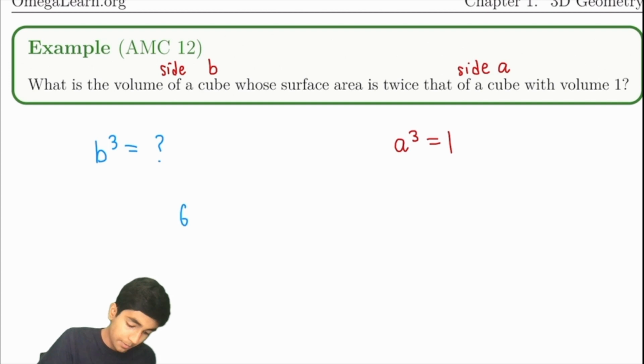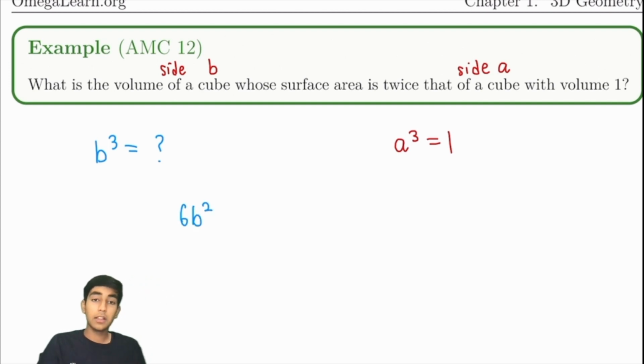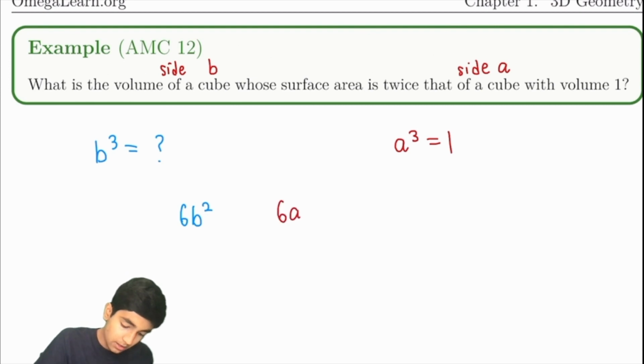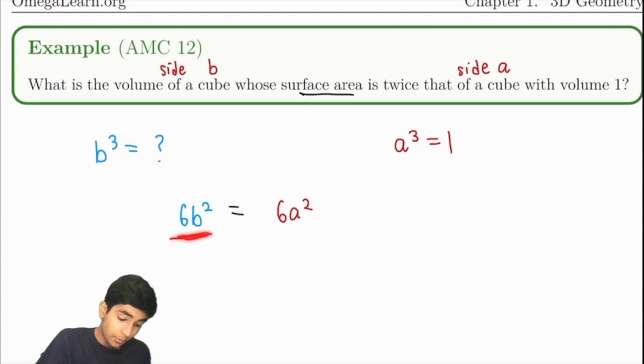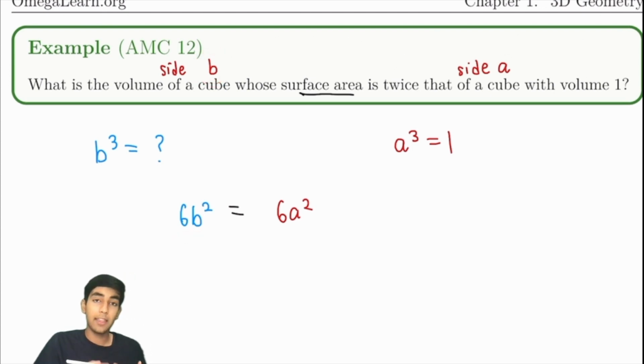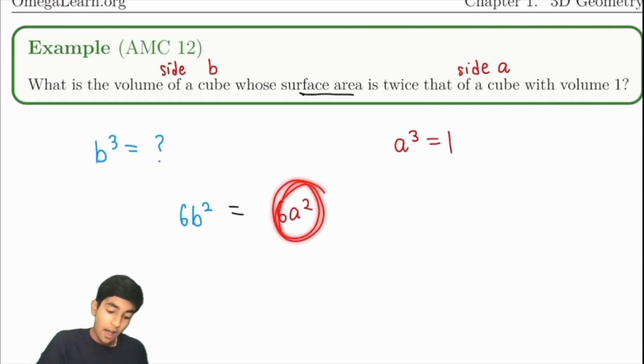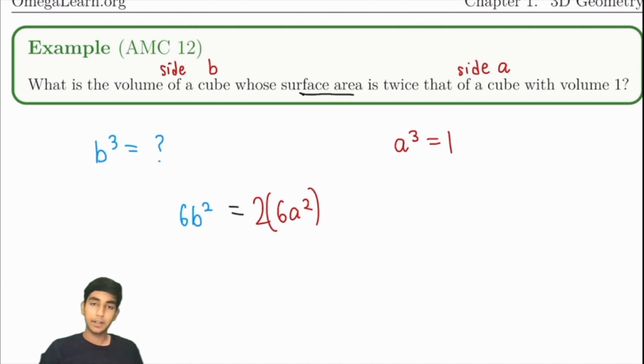6B squared, right? Each face of the cube is B squared, times 6 faces of the cube. For the cube with side length A, it's just 6A squared because each side is A. And we're given that the surface area of the cube with side length B is twice that of the cube with side length A. So we know that this is going to be 2 times bigger.